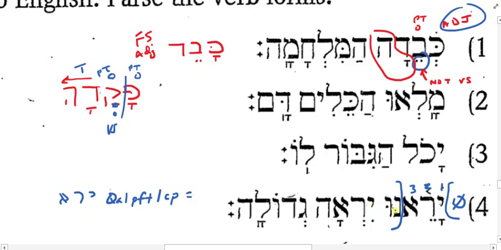The nu is first common plural, so it's we.